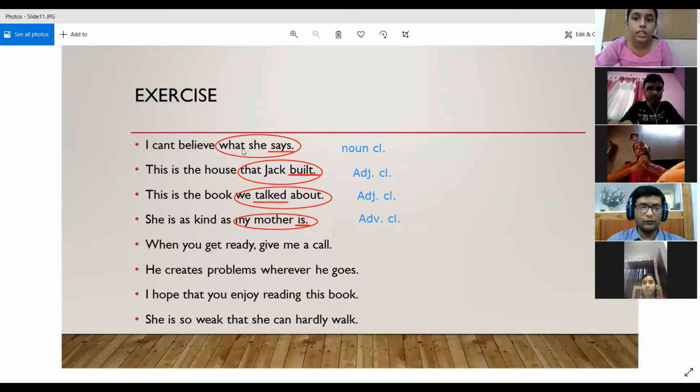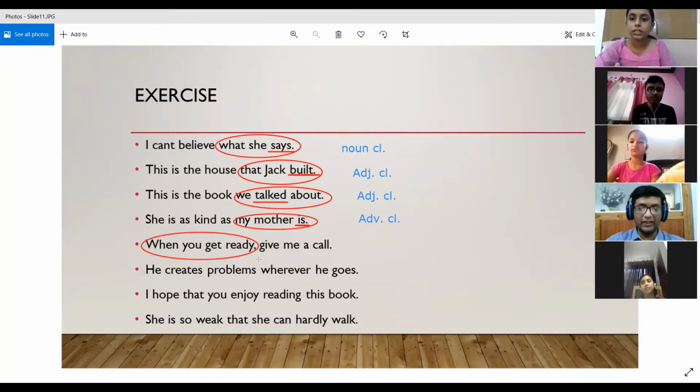So what kind of clause is it? Adverb clause. Okay, it is an adverb clause. It shows time, sir. So when the call is to be made, when you get ready. So it is telling the time, correct? Yes, sir. So now ready will be the verb.